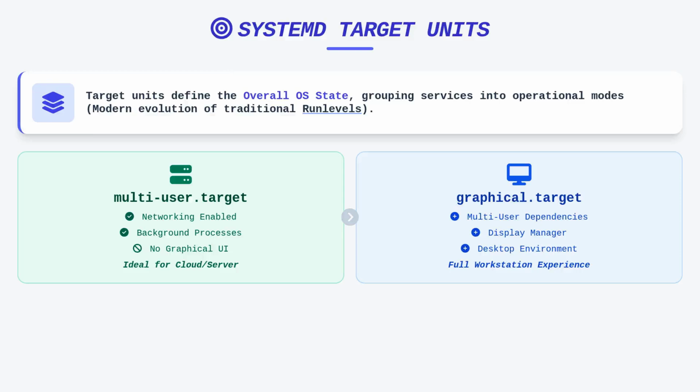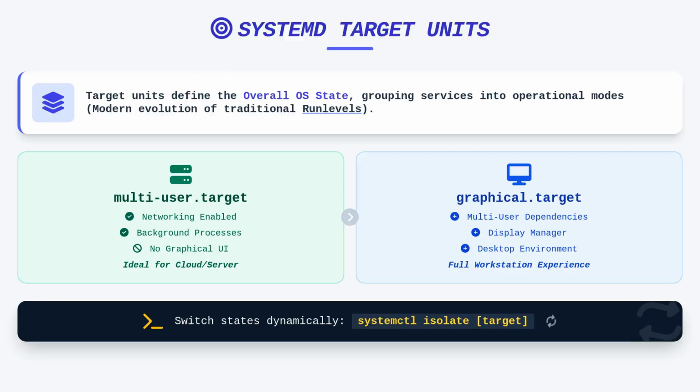Conversely, the graphical target includes all the dependencies of the multi-user target while adding the services necessary for a display manager and a desktop environment. You can switch between these states dynamically using systemctl isolate, which shuts down unneeded services and brings up those required by the desired target. Understanding these targets is essential for configuring systems that need to maintain a specific footprint, particularly in constrained cloud or virtual environments.